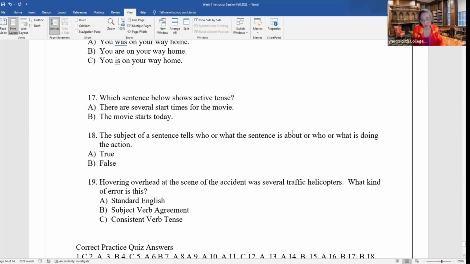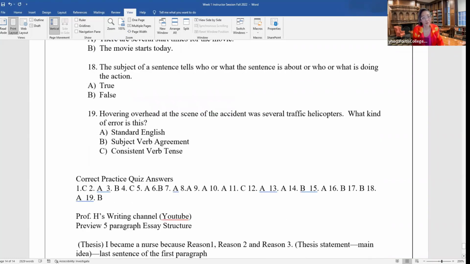The subject of a sentence, true or false: the subject of a sentence tells who or what the sentence is about, or who or what is doing the action. True or false? Robin. Is it true or false? Anybody else? True, yes, it's true. The subject of a sentence tells you what the sentence is about.